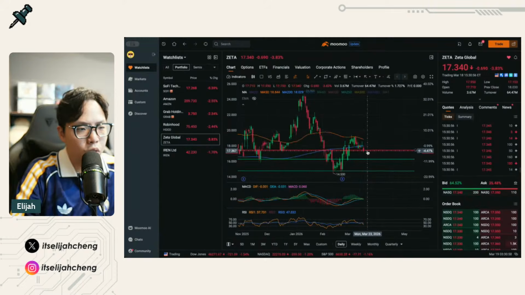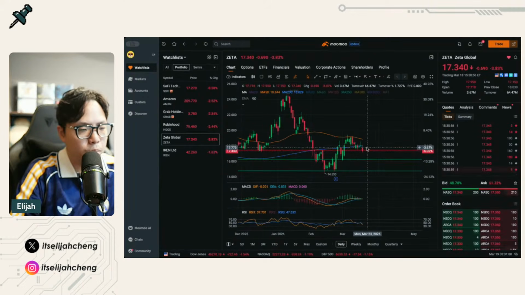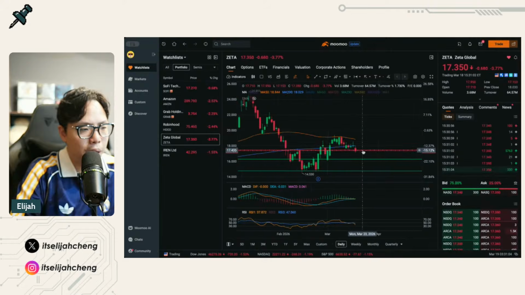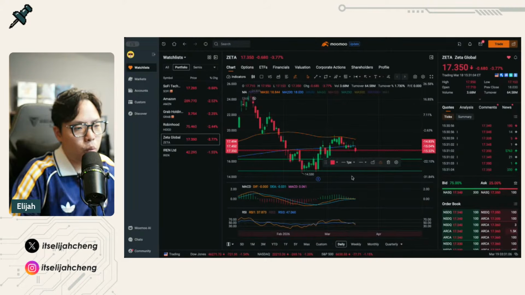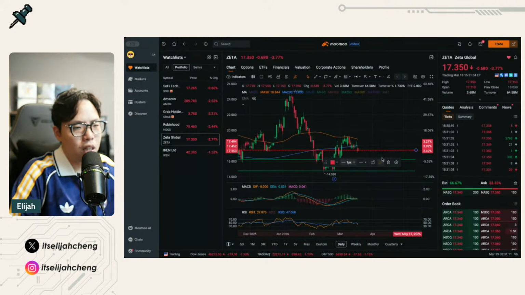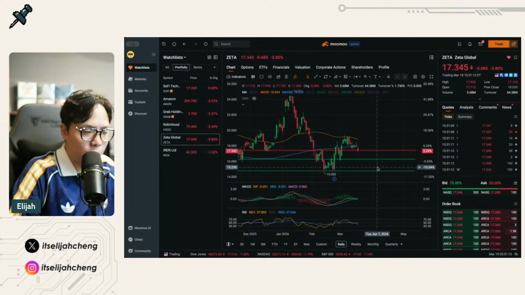Zeta, okay, we are really right at that line. You can see we have just broken down again through the 100-day moving average. We are really right at that line. Depending on where it closed today, this used to be support, we might have to turn it to resistance, right? Especially depending on where it closes today and what happens tomorrow as well.